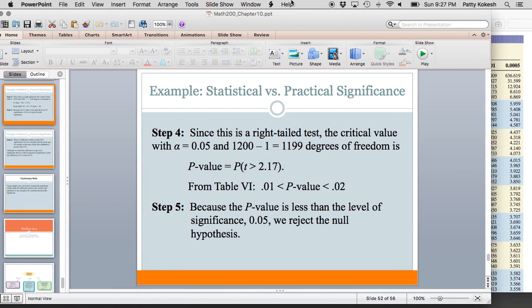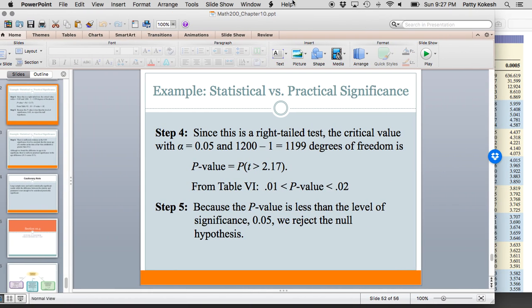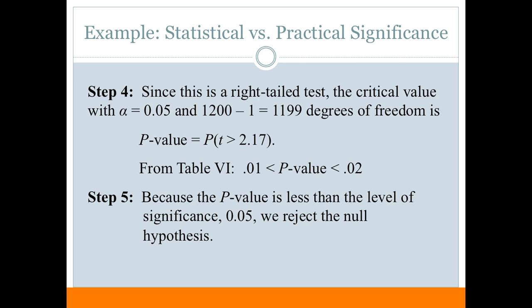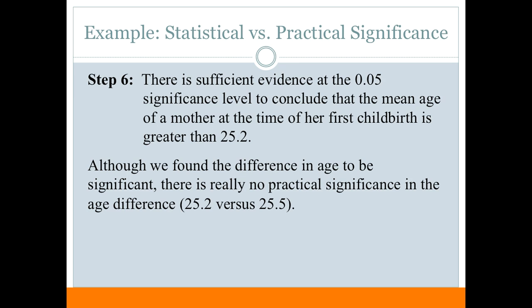Now I don't know exactly what it is, but it's somewhere between those two values. And that would mean that our p-value is less than alpha, so we would go ahead and decide to reject our null hypothesis. So we would say that there is sufficient evidence at the 0.05 level of significance to conclude that the mean age of a mother at the time of her first childbirth is greater than 25.2.